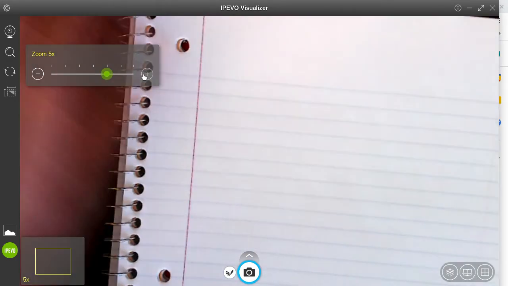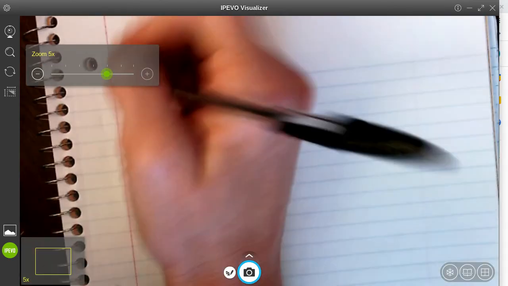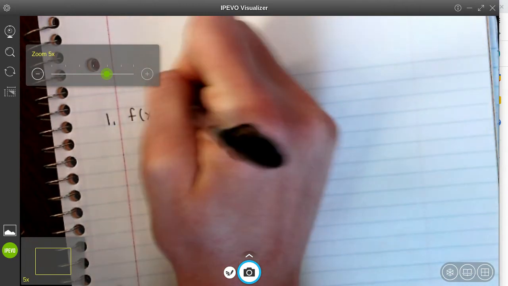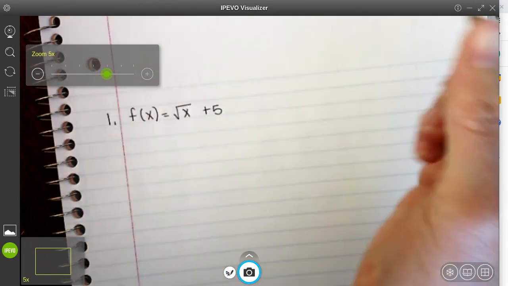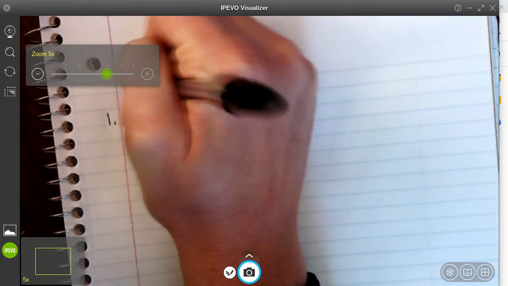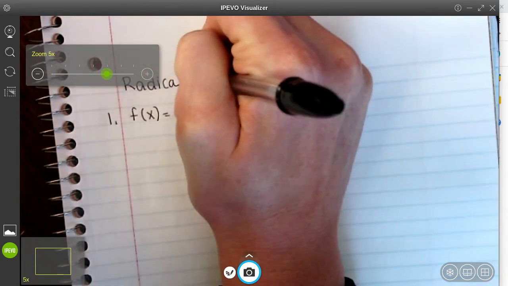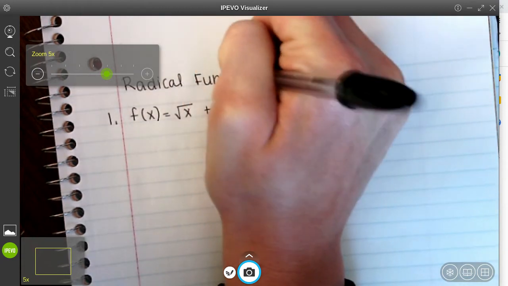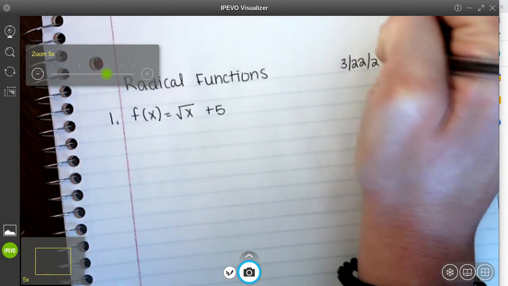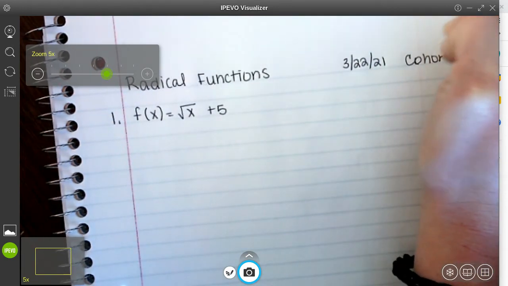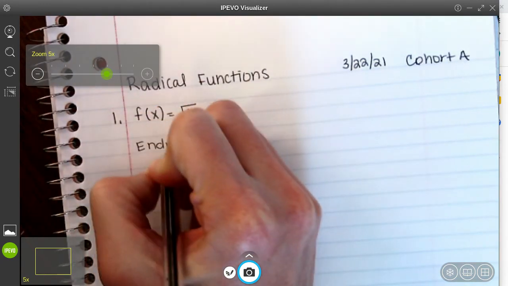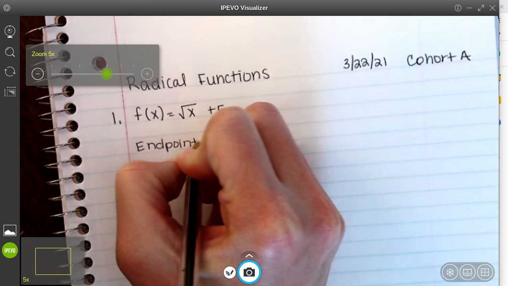So we already have the first one graphed in Desmos. So it was f of x equals the square root of x plus 5. And we want to find the endpoint, the domain, and the range. All right, so endpoint's pretty simple.